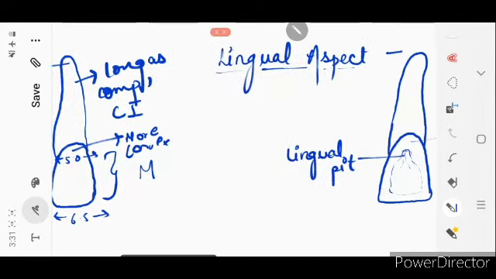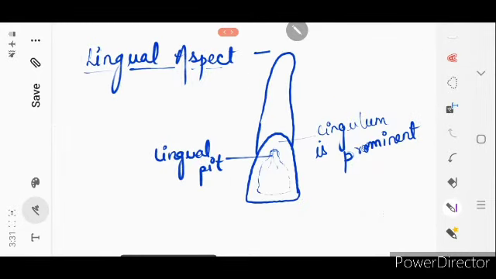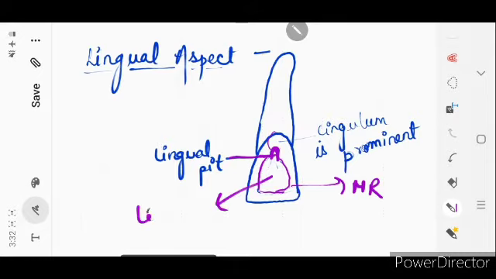Okay. Now let's talk about the lingual aspect. In lingual aspect, here we can see that the cingulum is prominent. The cingulum is prominent, and here a lingual pit is found. That is known as a lingual pit, and marginal ridges are more prominent as compared to the central incisors. And the lingual fossa is well circumscribed and is deeper. Lingual fossa is deeper as compared to the central incisor.